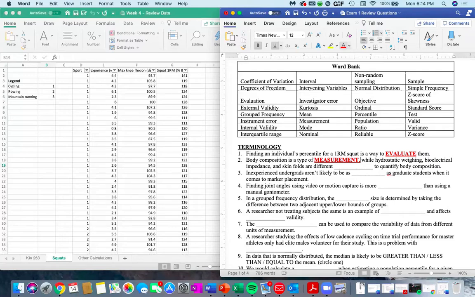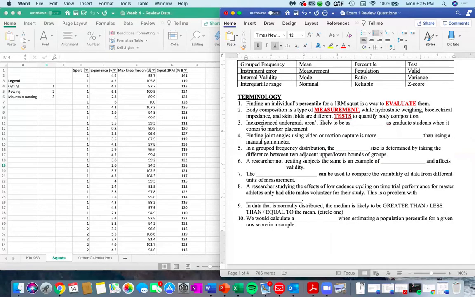Hydrostatic weighing, bioelectrical impedance, and skin folds are different what? Are they different tests? Yeah, those are different tests, right? They're different ways or methods in which we can acquire the measurement of body composition. Okay. Now I want it bold and underlined. Right? So they're different tests.